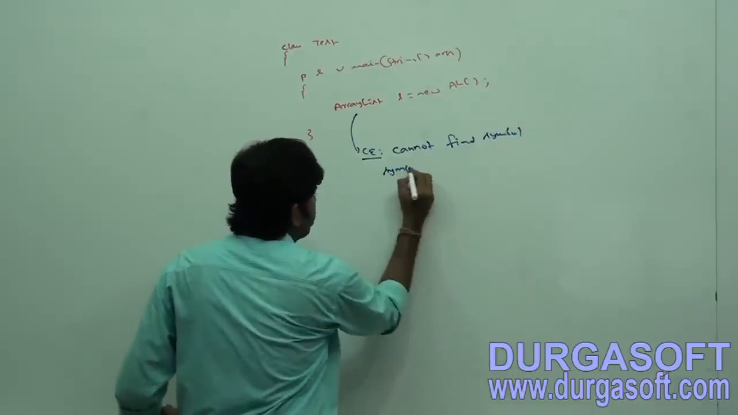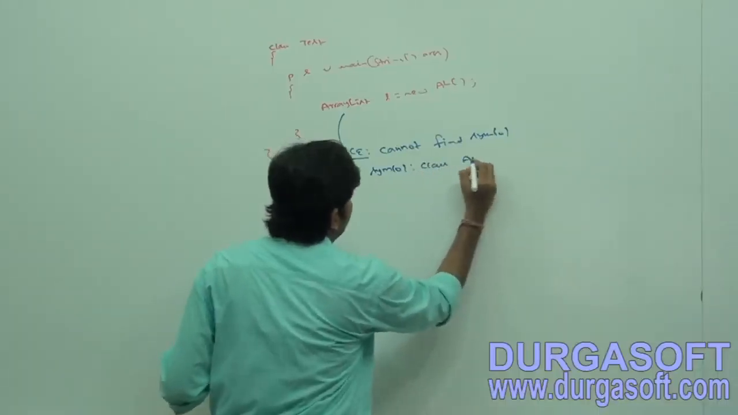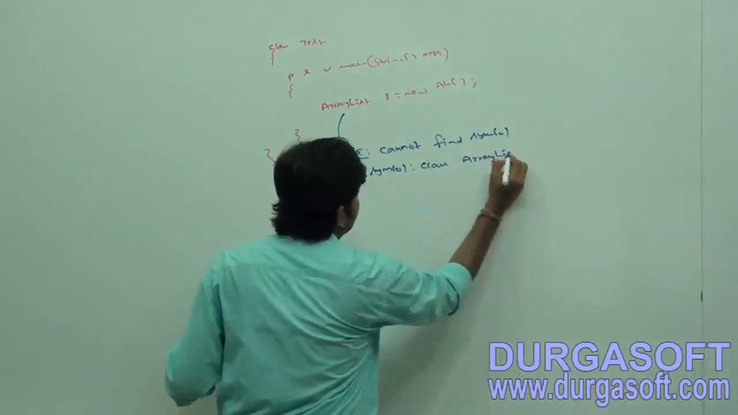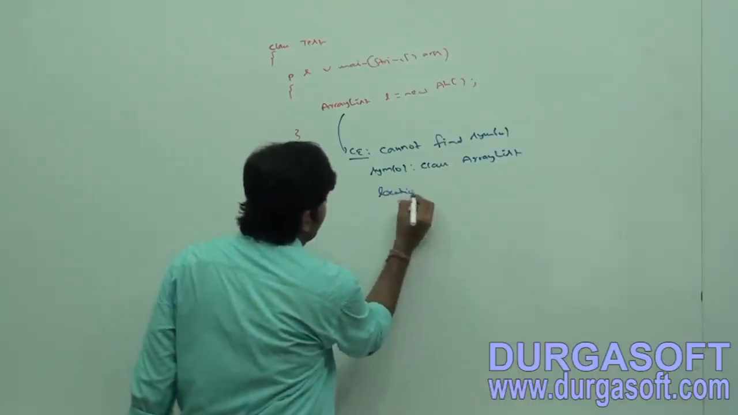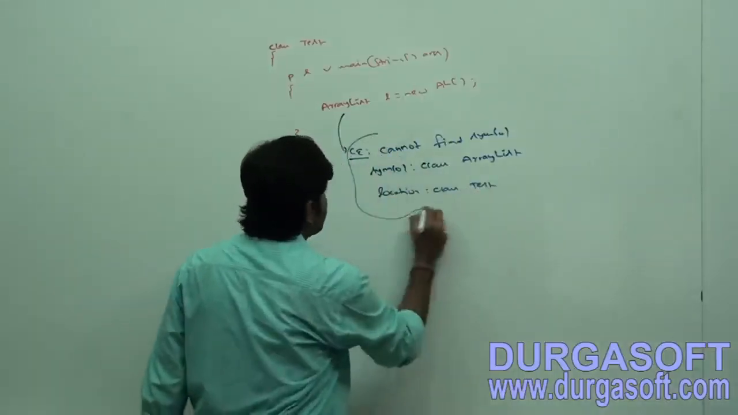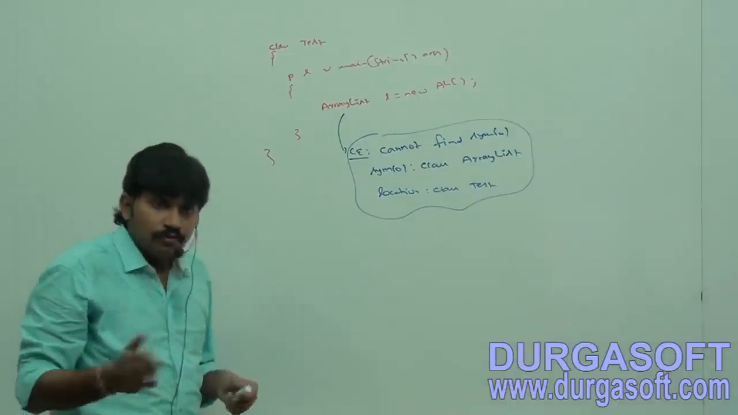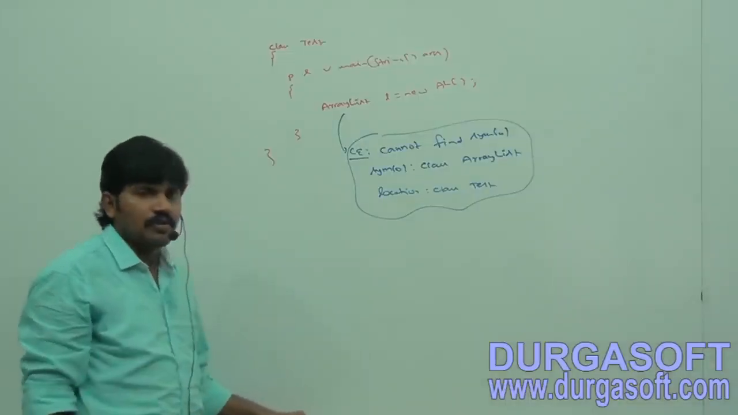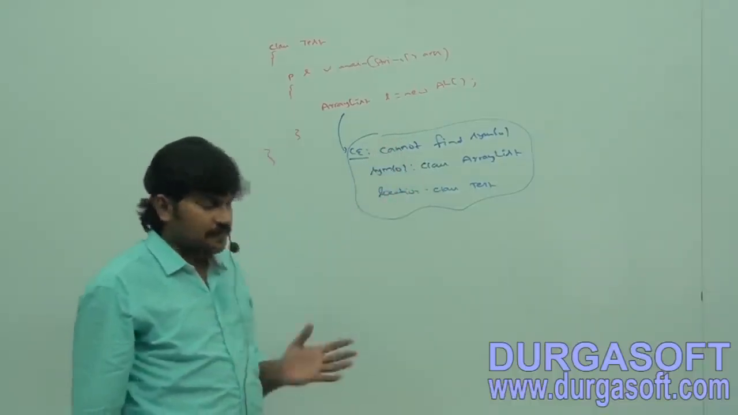Cannot find symbol. Which symbol? Class ArrayList. In which location? Class Test. Sir, in the Test class, you are using some class named ArrayList. Where is it available? First let me know, then only I can compile. Like that, I am getting a compile time error by default.